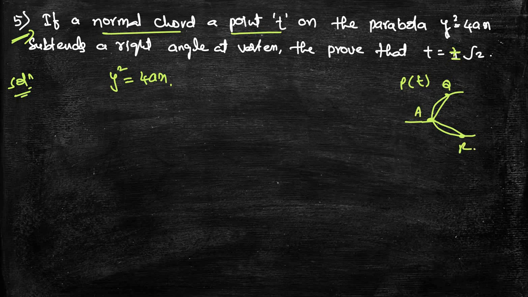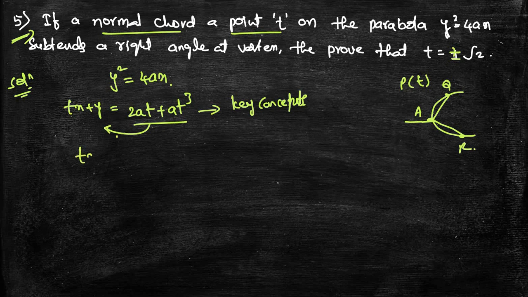Now the normal at the point t: what is the normal formula? The normal is tx plus y is equal to 2at plus at cube. You will find this in the key concepts of your textbooks. Now I will bring this to the right side of the equation, so it becomes tx plus y divided by 2at plus at cube is equal to 1. We can take that.